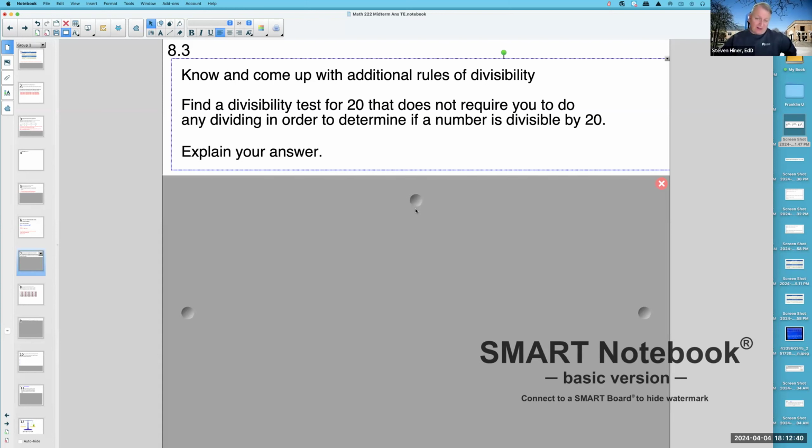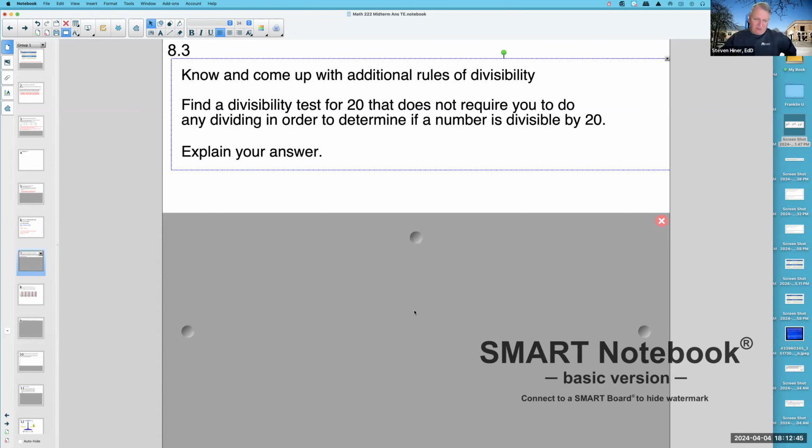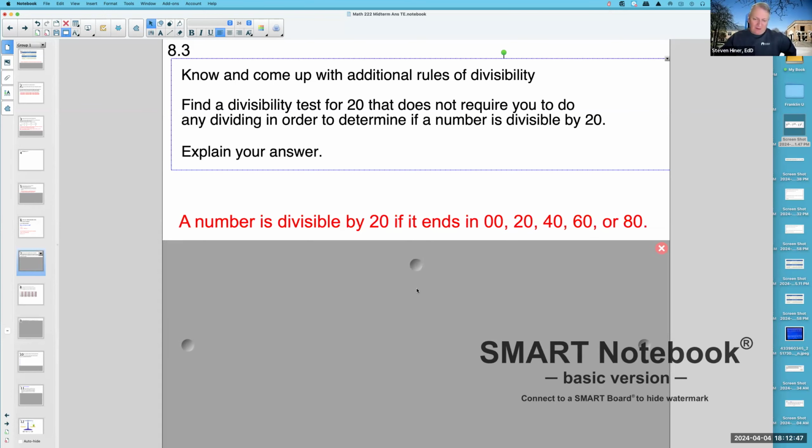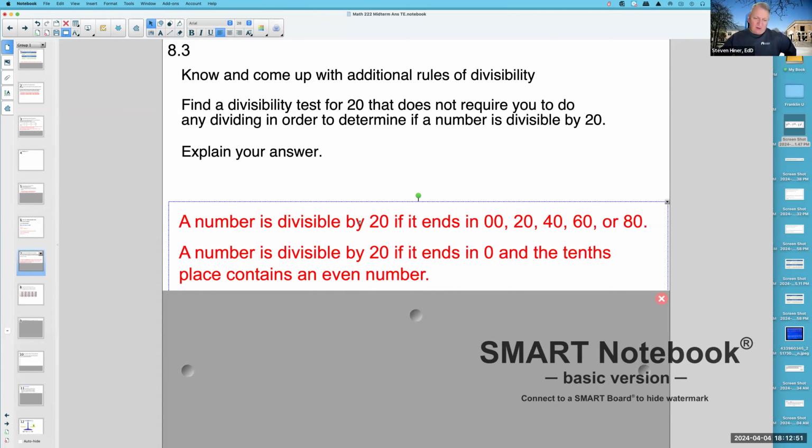Well, I could actually call that part of my rule. So here's the rule that I came up with. A number is divisible by 20 if it ends in 00, 20, 40, 60, or 80. It's a very specific explanation because I'm listing 5 things it could end in, but that's okay. It's okay to say that.